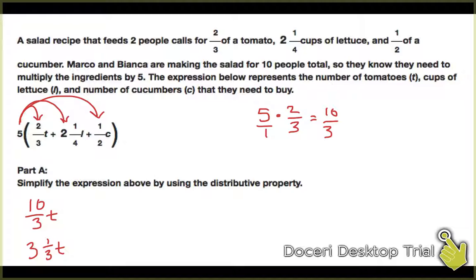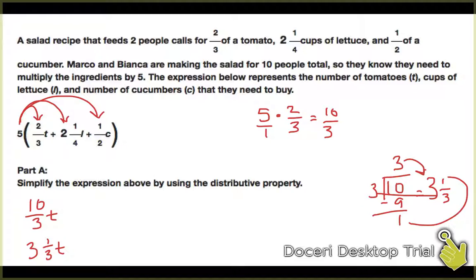If you remember, you can always divide. So 3 goes into 10 3 times. 3 times 3 gives me 9, so I subtract. And so now here I have my whole number. My remainder goes on top, and my denominator is the 3.